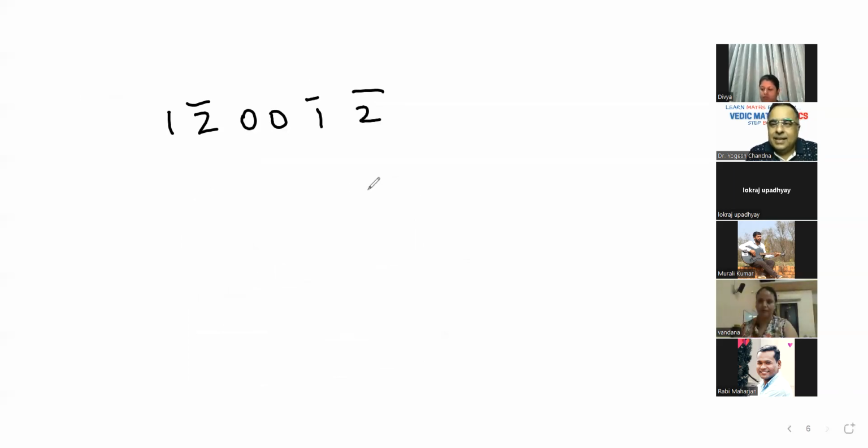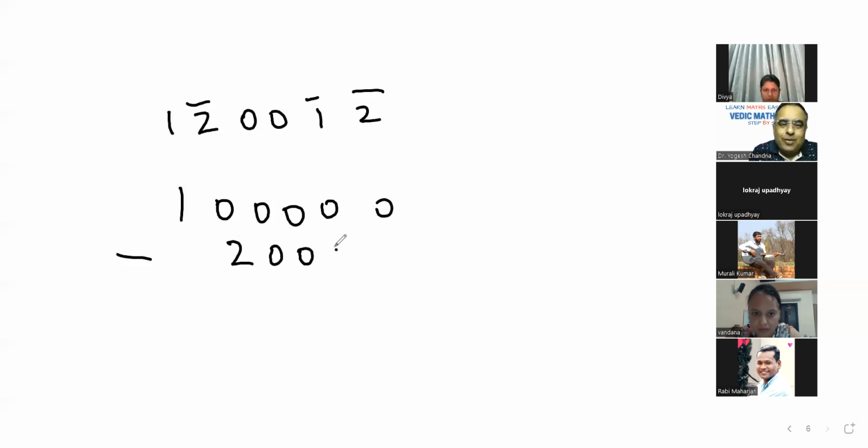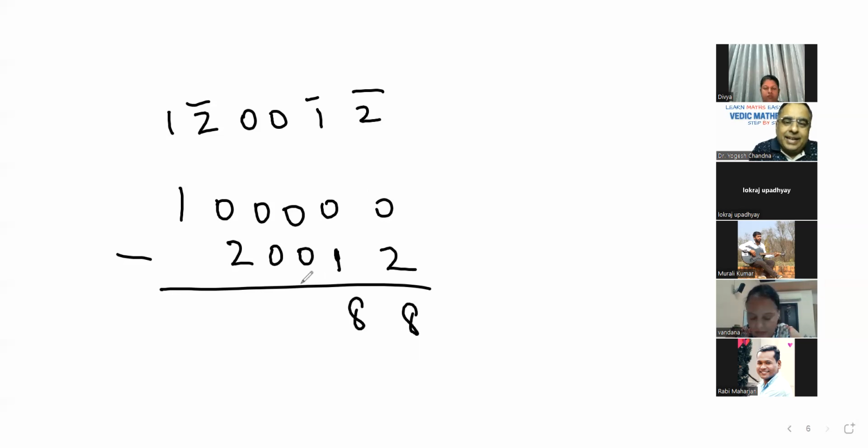The 1 2 bar, 0 0, 1 bar 2 bar. Correct. This is what I told you, 0. Now, if you do it by place value, it is very easy. It is 1 0 0 0 0 0 minus 2 2 0 0 0 1 1 2 2. So this is all from 9, last from 10. So all from 9 means 8 8 8 9 9 9 7. Correct. So this is to verify all.